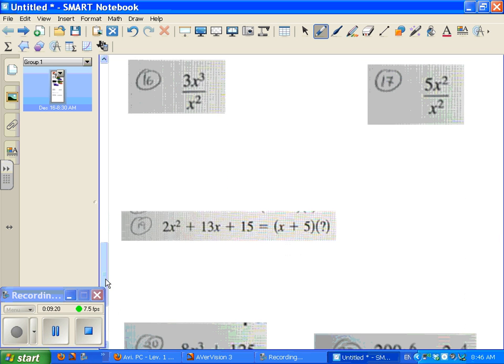16 and 17 are like the baby versions of problem 1 and 2. I've got x's in the top and the bottom, so what happens?